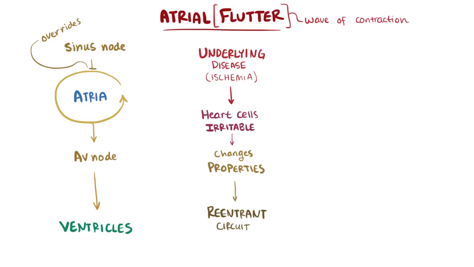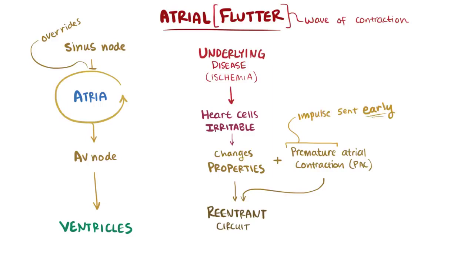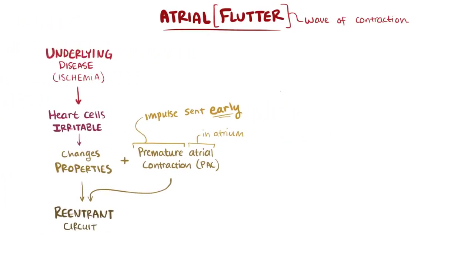In addition, usually the circuit is initiated by a premature atrial contraction, or PAC, which is an electrical impulse that's sent out early in the atrium, before you'd normally expect one. The exact cause of PACs generally isn't known, and they can even happen in otherwise healthy people.